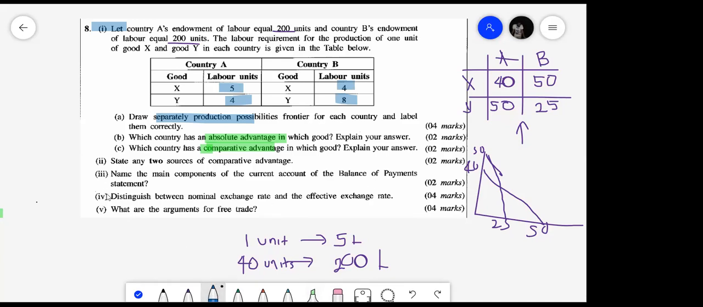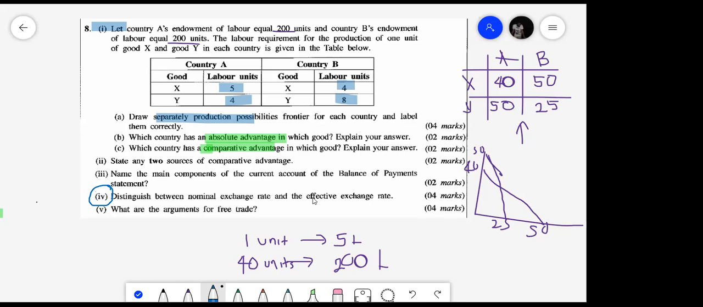Then part 4, distinguish between nominal exchange rate and effective exchange rate. What is the difference between a nominal exchange rate and effective exchange rate, guys? A nominal exchange rate is quoted against one country, so let's say the Sri Lankan rupee against the US dollar. 1 USD equals, let's say, 200 LKR. So quoted against one country's currency, that is the nominal exchange rate.